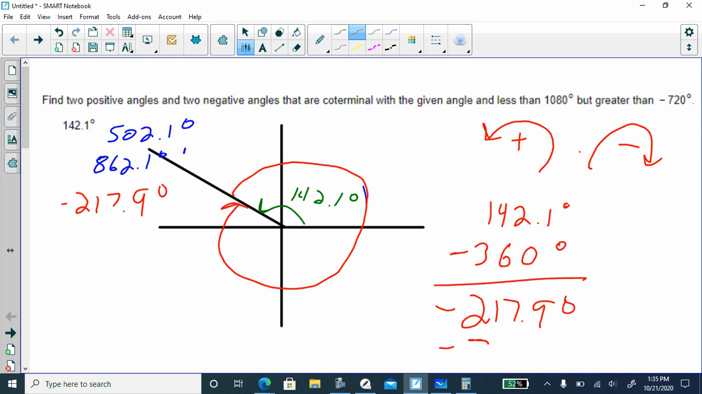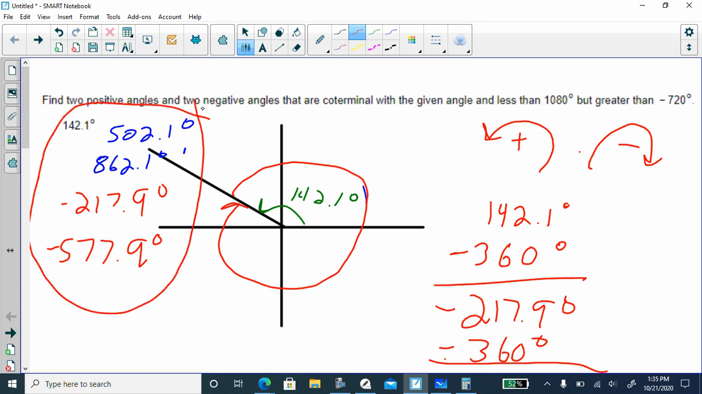If we subtract another 360, then that would give us an additional angle that's coterminal. So that would get us to negative 577.9 degrees. So all 5 of these angles are coterminal, meaning they're pointed in the same direction. If we rotate and where we stop rotating is in that direction, we could get there by making any of those rotations.